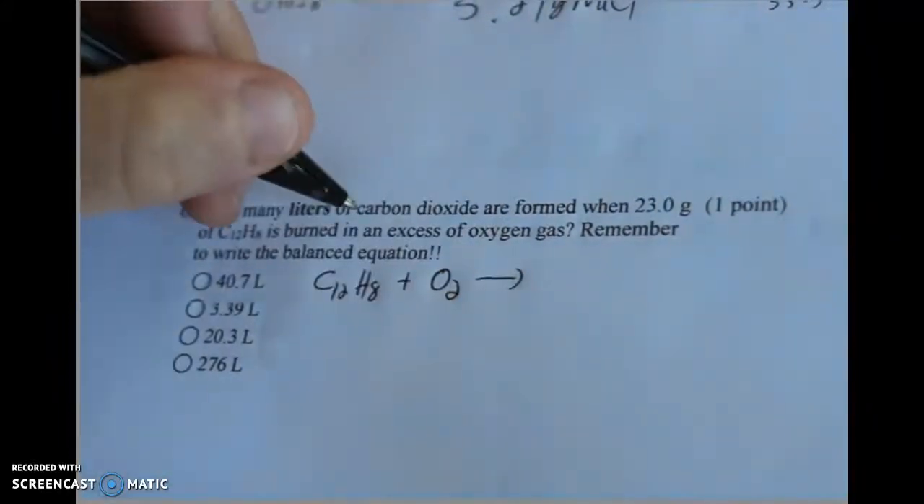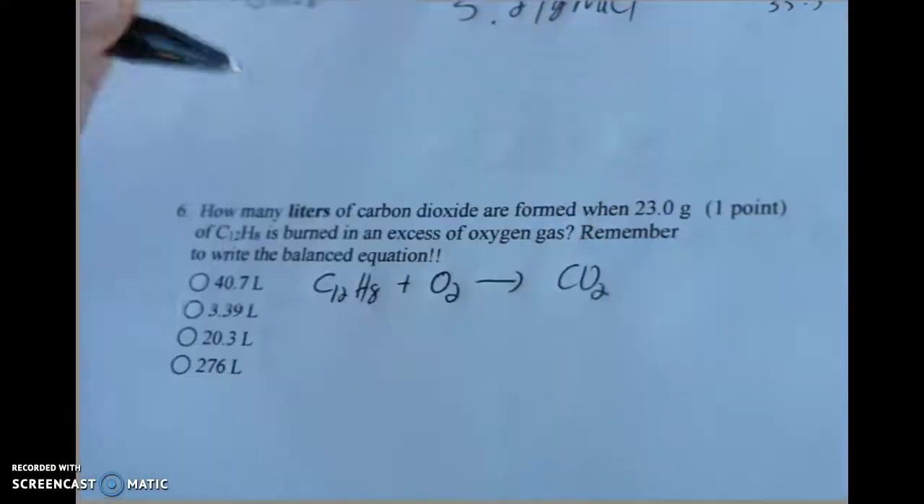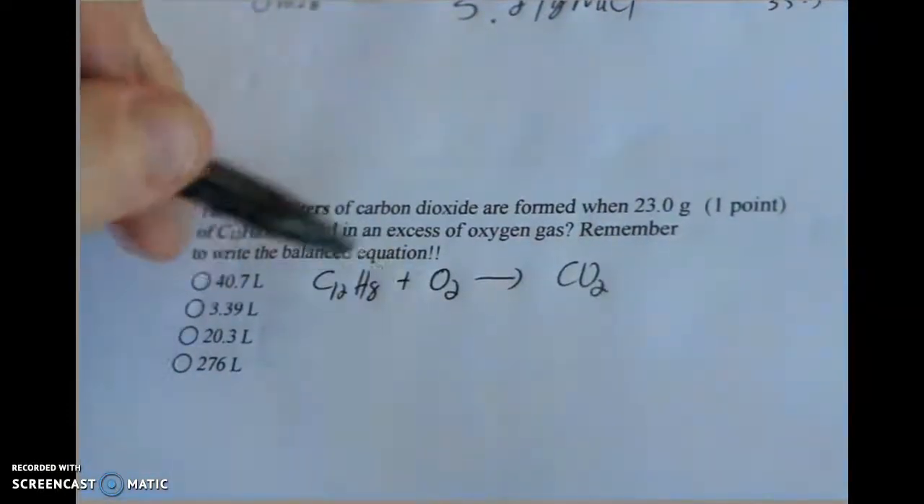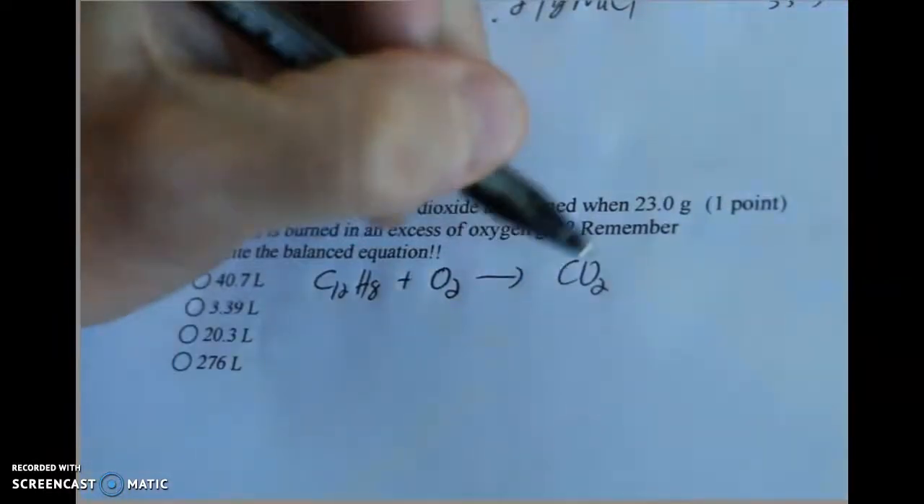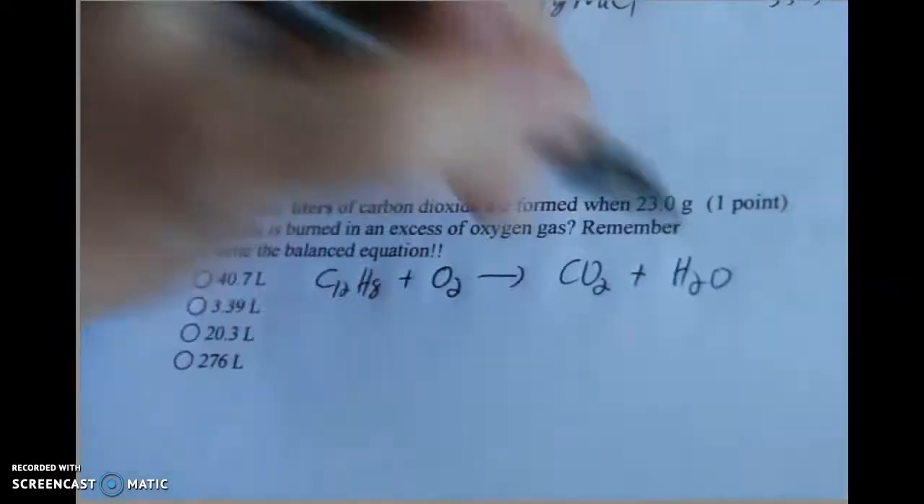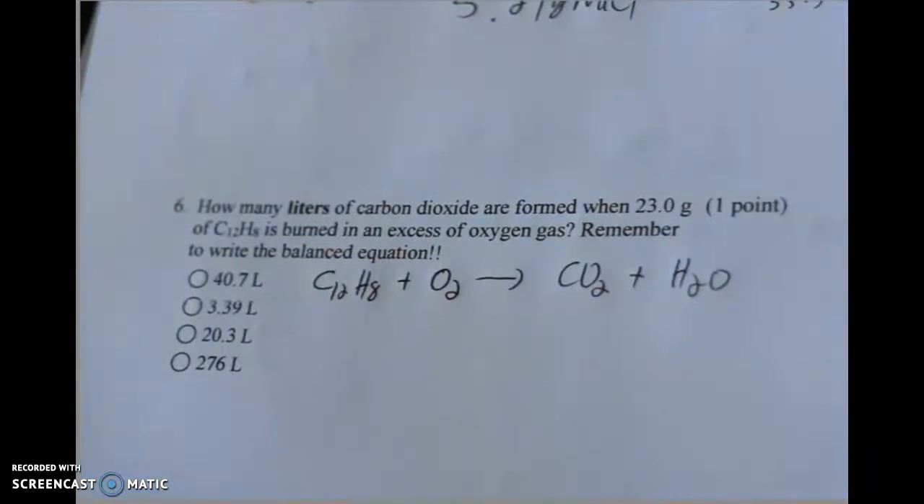Now it's telling you carbon dioxide is formed. Right, and that's what's always going to happen in combustion. You're always going to have a hydrocarbon mixing with oxygen. You get carbon dioxide, and the other product you get is H2O. Now we have to balance this.